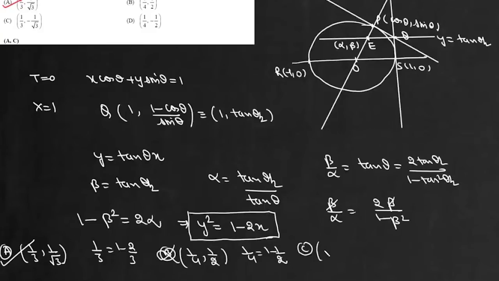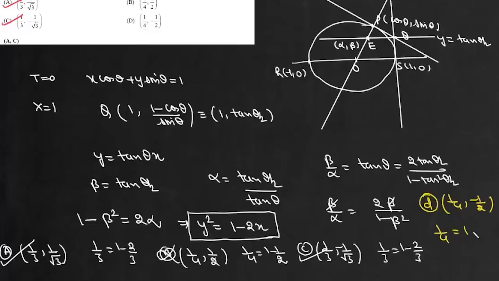Point C is (1 by 3, minus 1 by root 3). So this is 1 by 3 and 1 minus 2 by 3, which again is true. So option C is correct. And then this option D, where we have (1 by 4, minus 1 by 2). So it will be this 1 by 4, 1 minus 1 by 2. This is incorrect. So the correct options are A and C.